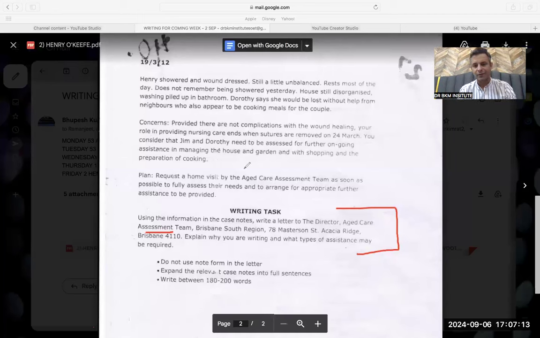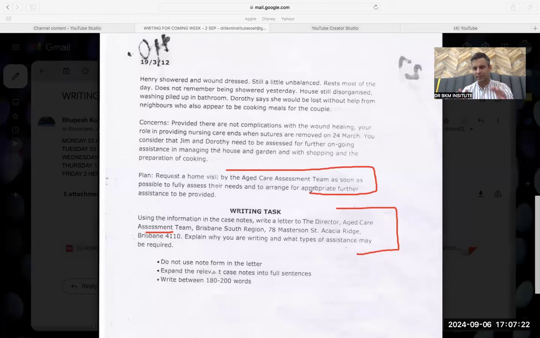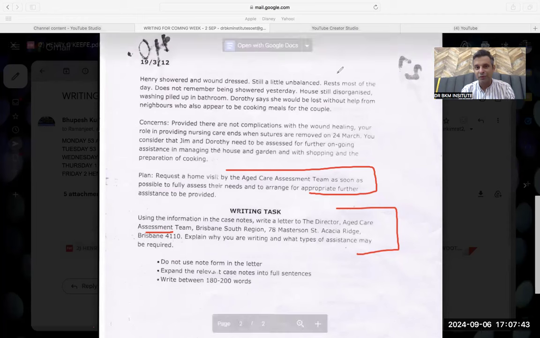So now plan. The word plan is very, very important. Even if it's a discharge plan letter, even then the word plan is very important. Plan means request a home visit by the aged care team. I'm writing the letter to the aged care assessment team, so my plan is to request a home visit. That means I'm writing to this team only. So I will say it would be greatly appreciated if you could pay a visit.